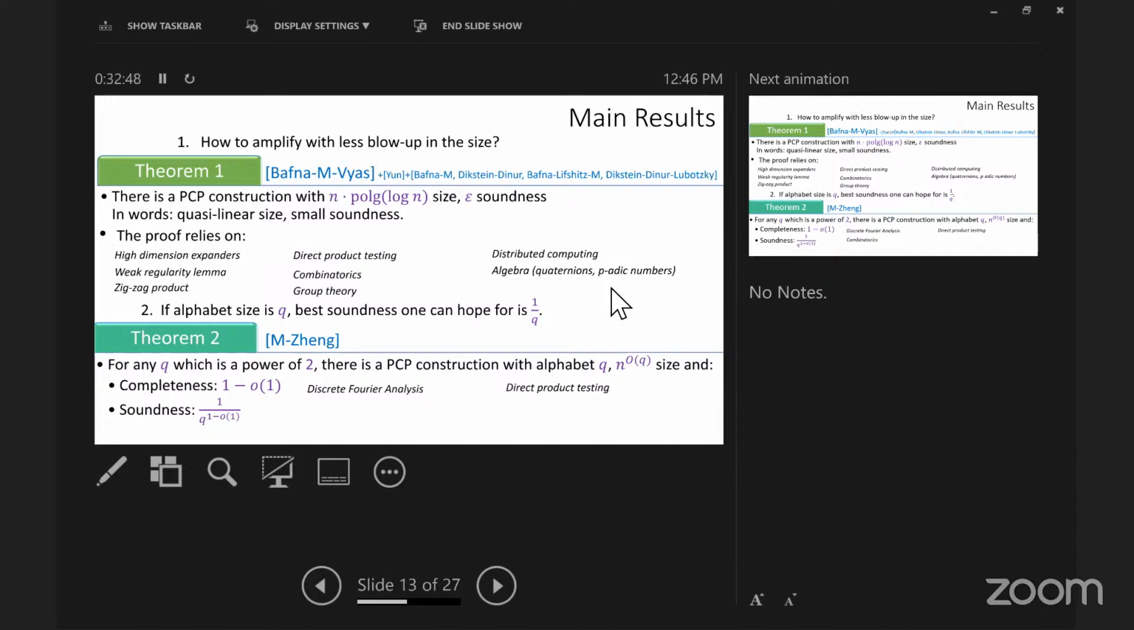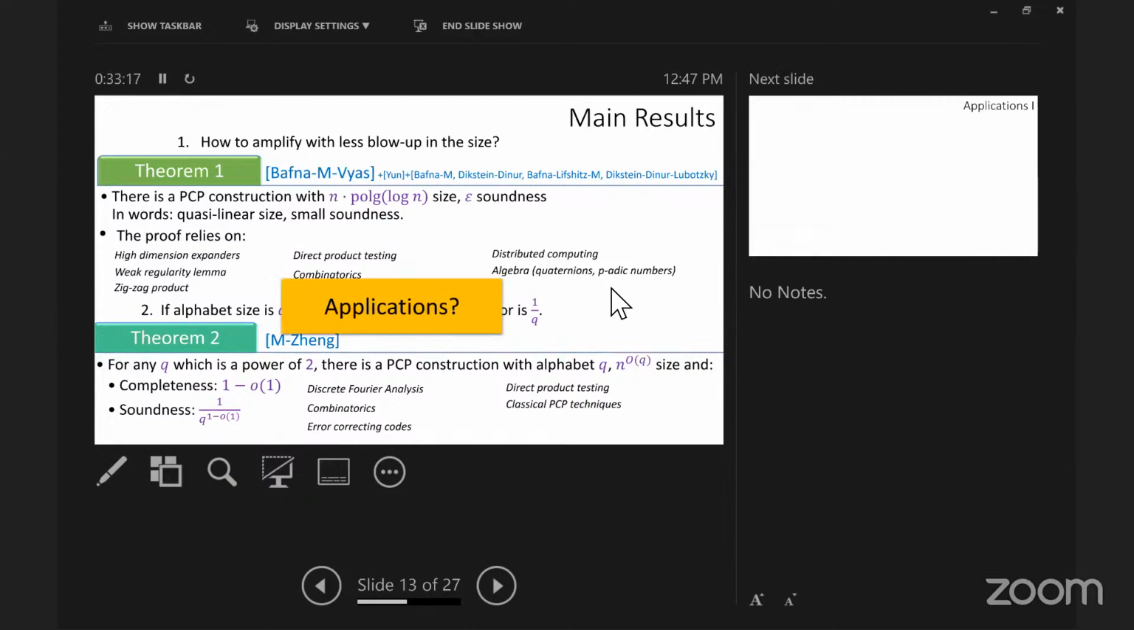Okay, I forgot to tell you. This second theorem uses some intersection in the techniques, but this is more Fourier analytic, but we still use direct product testing and some other nice stuff. So in the rest of the talk, I had to choose what to tell you. I'm going to tell you a little bit about what's going on in theorem 1. But before that, I'm going to tell you about applications. That's important.